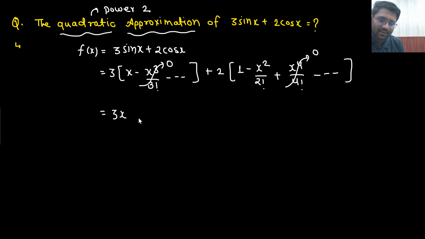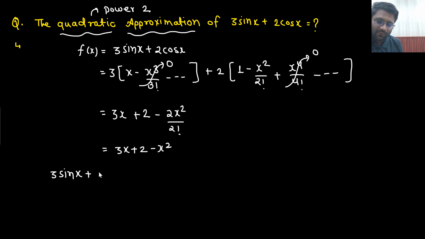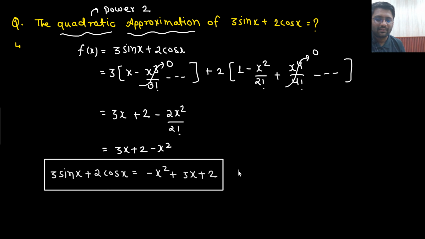From here 3x is coming, and from that side 2 minus 2x square divided by 2 factorial is coming. Take care of the sign. So what answer are we getting? 3x plus 2 minus 2 divided by 2 x square. So the quadratic approximation of 3 sin x plus 2 cos x would be minus x square plus 3x plus 2. There you go. This is the answer. Understandable? Minus x square plus 3x plus 2.